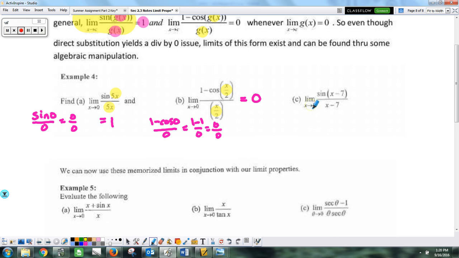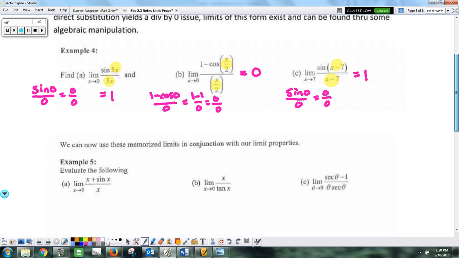It's the fact that the limit on the bottom is 0. When I plug x equal to 7 into this function, I'm going to get sine of 0 over 0, 0 over 0. That's what we're looking for with this special limit form. And as long as you make sure that this function and that function match, we can make the conclusion that that's equal to 1.